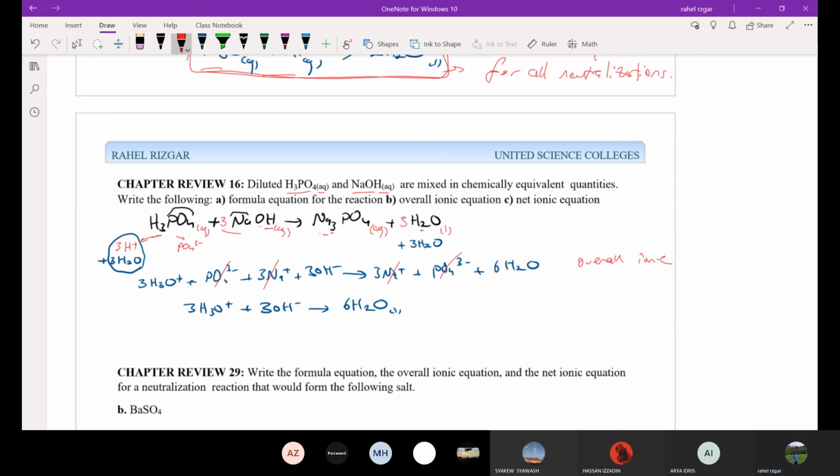Now, we have 3, 3, 6. Why do we want to write 3, 3, 6 while we can simplify? Yes, we can simplify. By what number? By 3. Simplify by 3 becomes 2. What is the net ionic equation? H3O plus OH becomes 2H2O. Same net ionic equation, same.